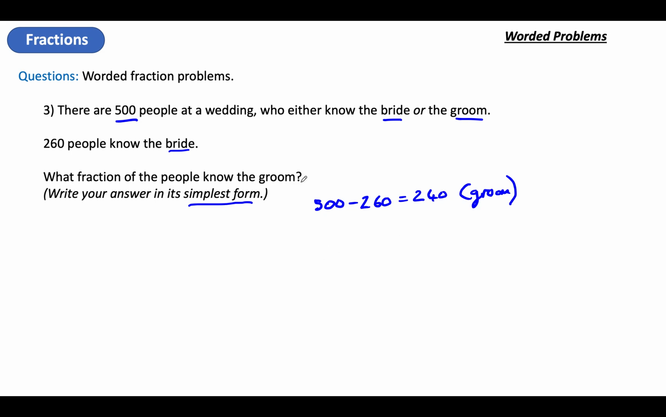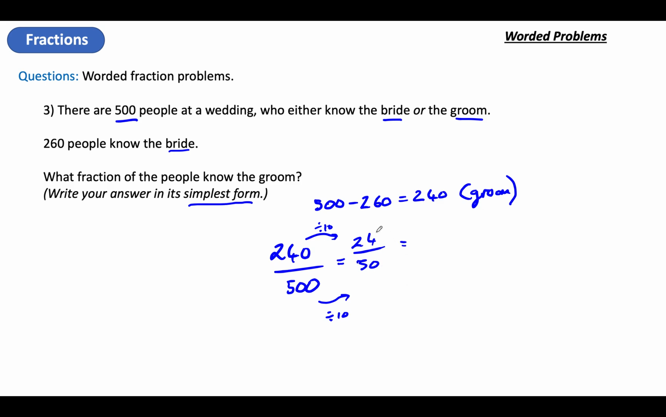But what fraction of the people know the groom? Well, that's 240 out of 500, but it wants it in its simplest form. So we're going to simplify it. The first thing we're going to do, I think, is divide by 10. There's that extra 0 on the top and the bottom there that I don't need. So let's divide it by 10. So 24 out of 50. That's already much simpler.